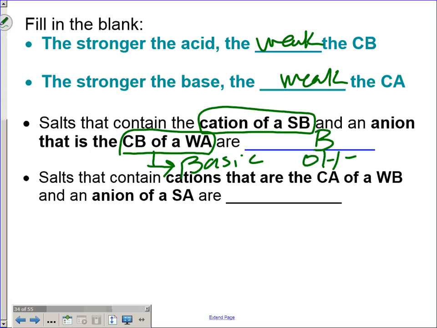Vice versa, the cations of that's the conjugate acid of a weak base. So that means that conjugate acid is going to act as an acid, okay, and that's going to create an acidic solution. And you must find the Kas from the Kbs just like you found the Kbs from the Kas.